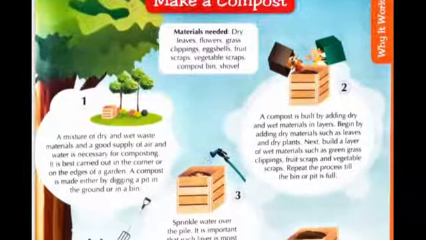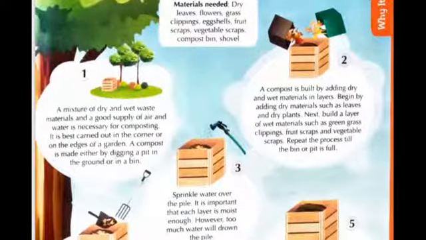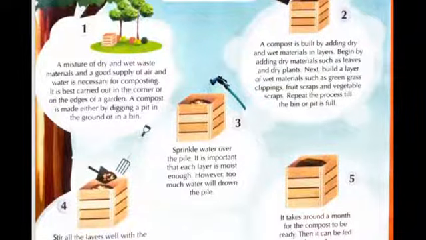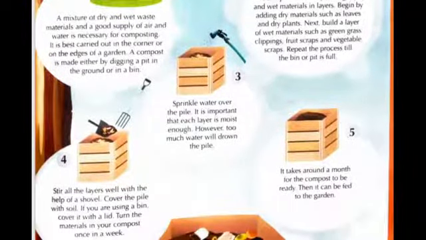To make a compost, students, first dig a pit in the corner of the ground and add some dry leaves and dry plants in it. Then make the next layer of green grass, fruit scraps and vegetable scraps. After that, add all the materials till the pit is full. Then sprinkle some water over the pile, and after that stir all the layers well with the help of a shovel, and cover the pile with soil.